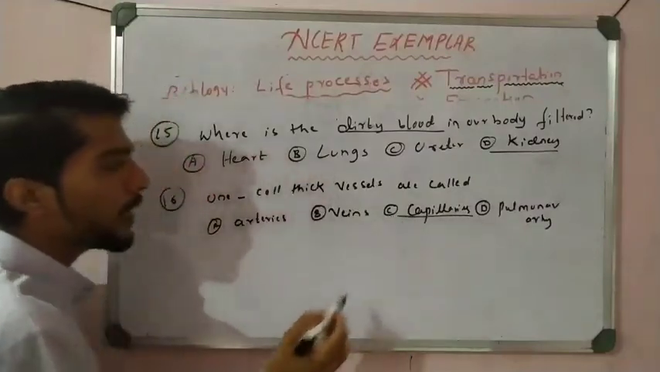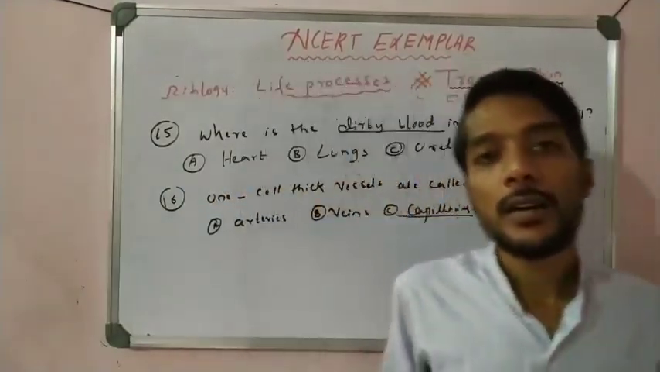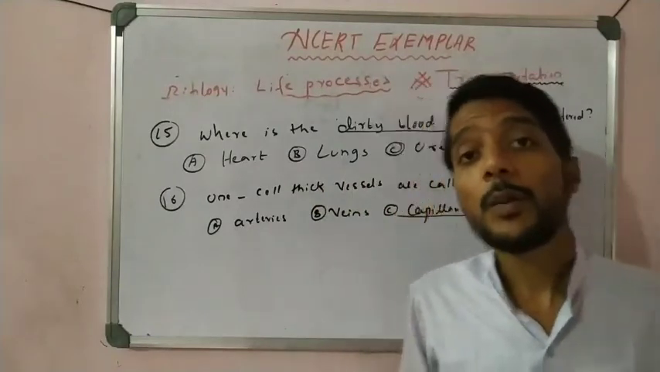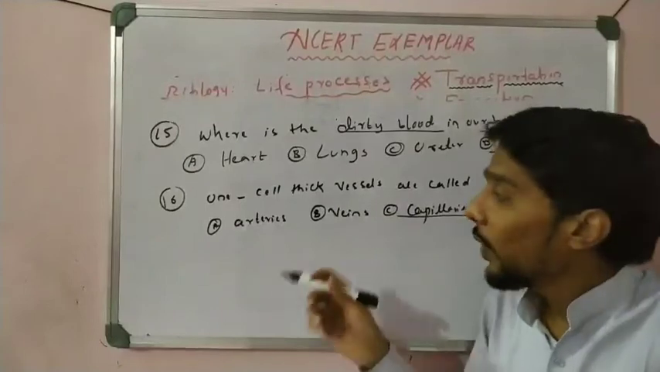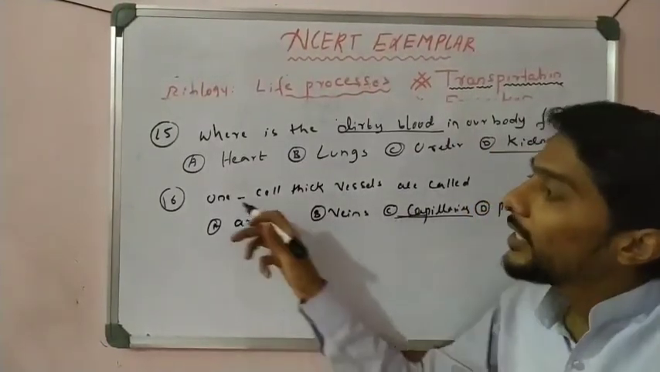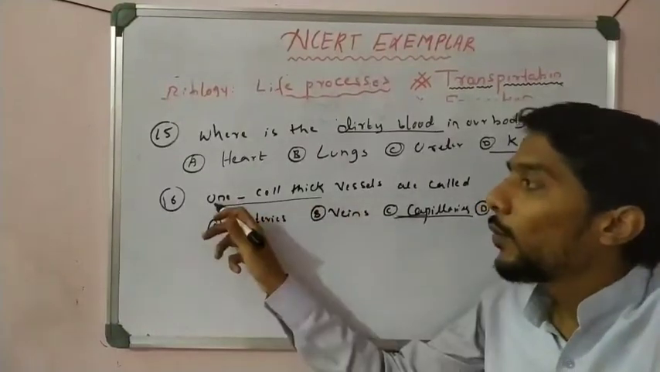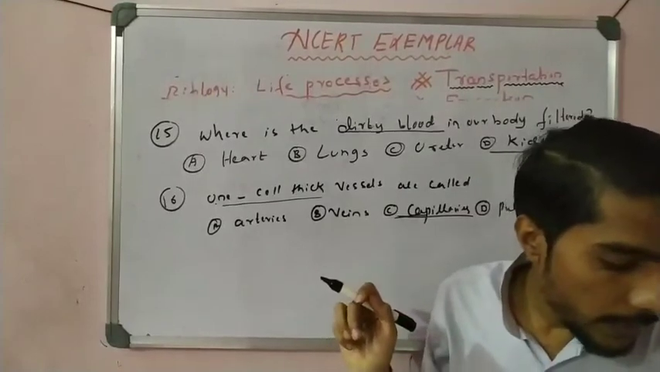That is capillary. We know that capillaries form a network connecting arteries and veins. When the pure blood is transferred to the body, capillaries transport the blood to every cell, right? So capillaries are very thin, with a one cell thick wall. The vessel with a one cell thick wall is the capillary. So you have to remember that point also.